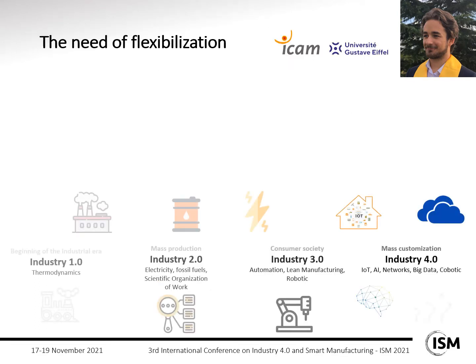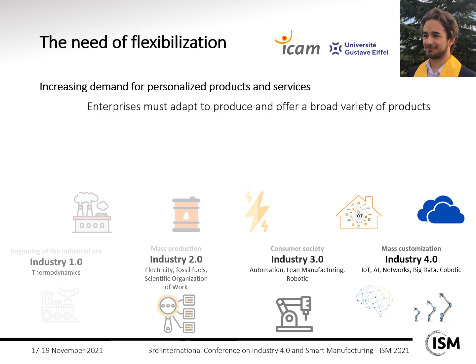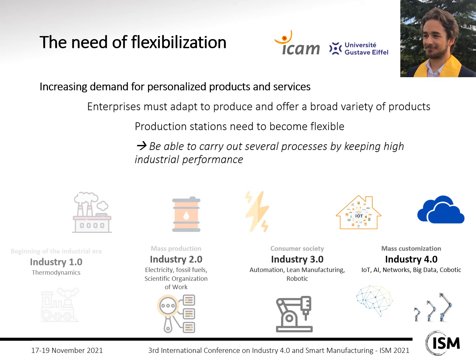Building on the legacy of the three previous industrial revolutions, Industry 4.0 has now introduced a new paradigm where continuous variations of requirements and the versatility of customers have a real impact on company performance. Thus, enterprises must adapt to produce and offer a broad variety of products, which leads to the need for production stations to become more flexible, which is to say to be able to carry out several processes while keeping high industrial performance. This is of course a big challenge for small and medium enterprises today, and we'll try to focus on this problematic in the paper.